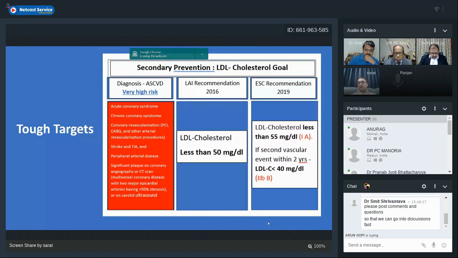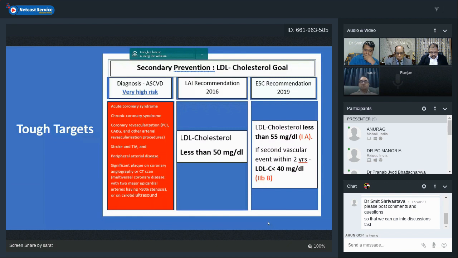ESC recommends LDL less than 55 in this, and if there is a second vascular event within the last 2 years, LDL should be reduced to less than 40. So this is the emphasis today, that we know LDL is responsible. We know the greater the reduction of LDL, greater the benefit, and statins are not able to achieve these targets in all the situations.